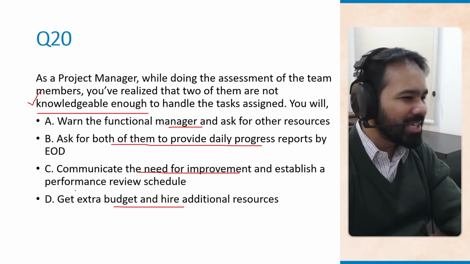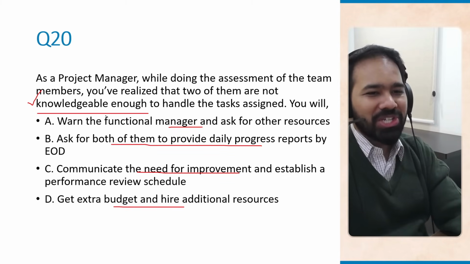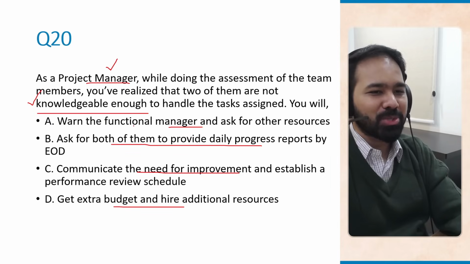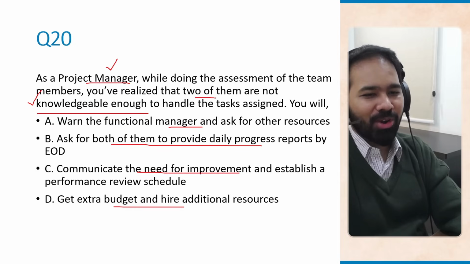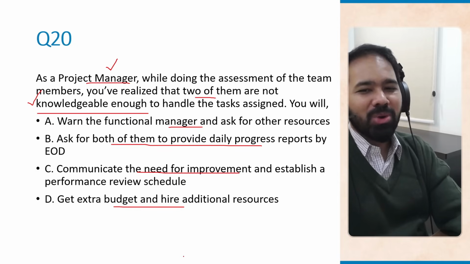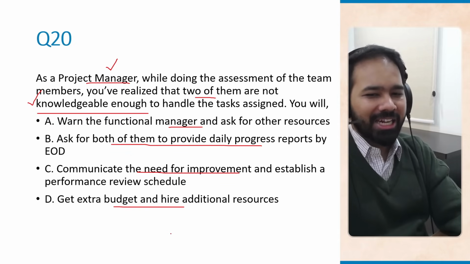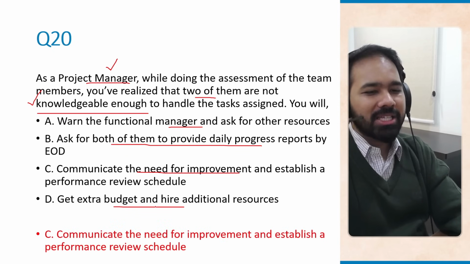Now, this seems to be a very tricky situation, right? You are the project manager here. You are supposed to lead. You are supposed to be the leader of the project. You know that there are two team members that are not knowledgeable enough. How do you handle this situation? The correct answer is option C.